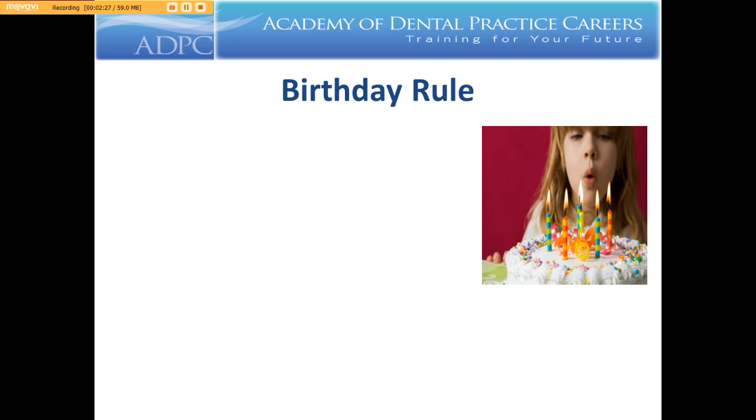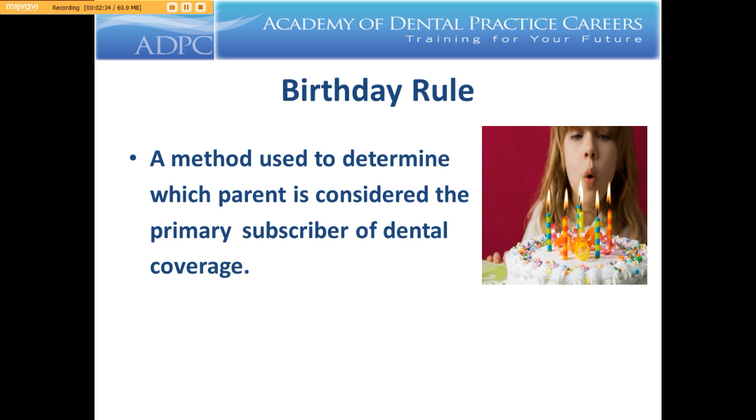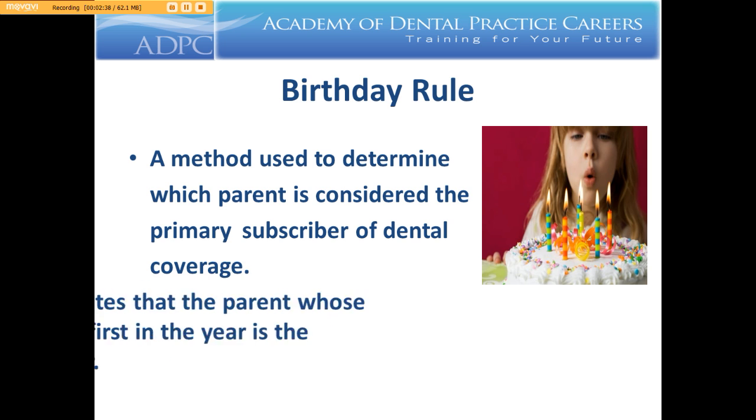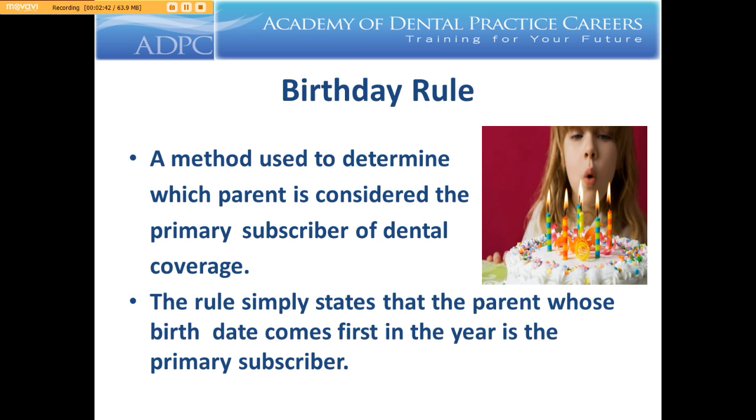Birthday rule, and this pertains to dual insurance on dependents. This is a method used to determine which parent is considered the primary subscriber of dental coverage. This rule simply states that the parent whose birth date comes first in the year is the primary subscriber. So for example, if parent number 1 has a birth date of February 8th, 1964, and parent number 2 has a birth date of October 15th, 1962, parent number 1 is actually the primary subscriber. The insurance company will go off of the month and day, not the year, and that is how they consider which subscriber is primary and which is secondary.